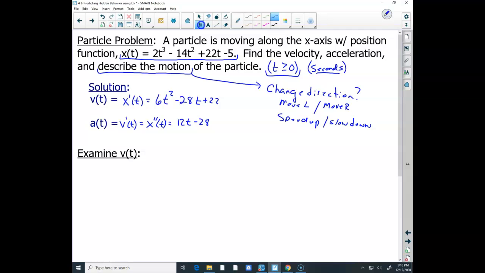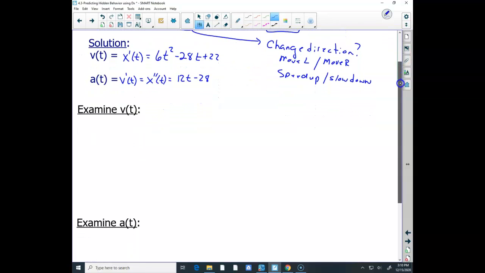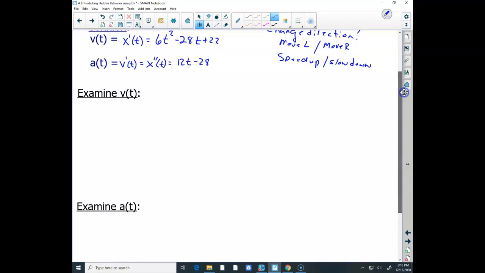So what we're going to do is examine v of t. Now, I'm trying to get this done in a short time so your video is not crazy, but when v of t actually equals 0, we know we are stopped.